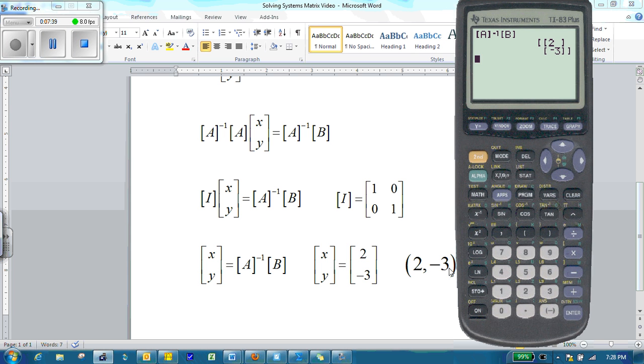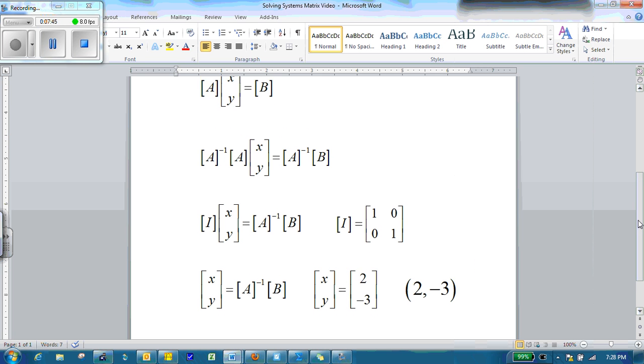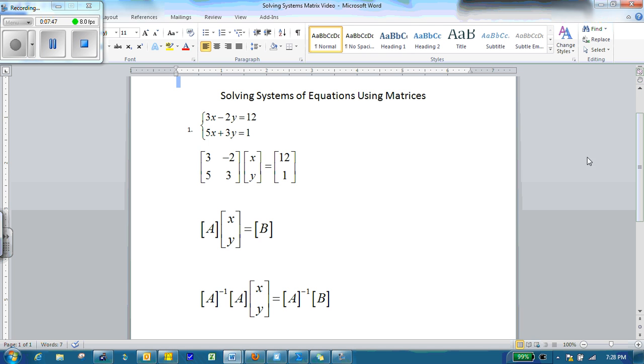And we would write that ultimately as the point (2, -3), but as a matrix it would look like this. And we could certainly check to see if that answer works. If we plug 2 in here, we're going to get 9 minus 6 times negative 3... minus negative 6 is 12. And if you put 2 in here, you get 10 plus 3 times negative 3, which is negative 9. 10 plus negative 9 equals 1.